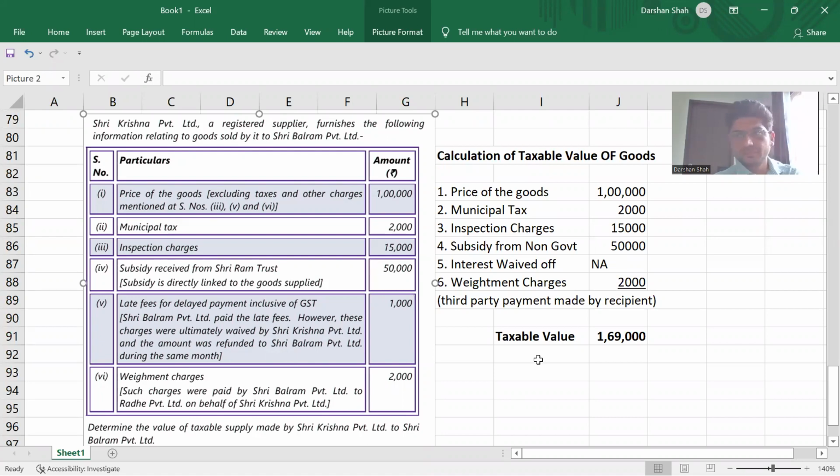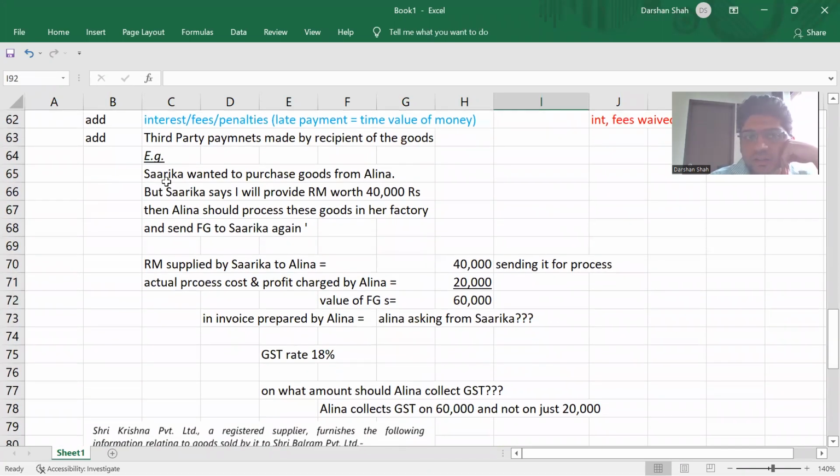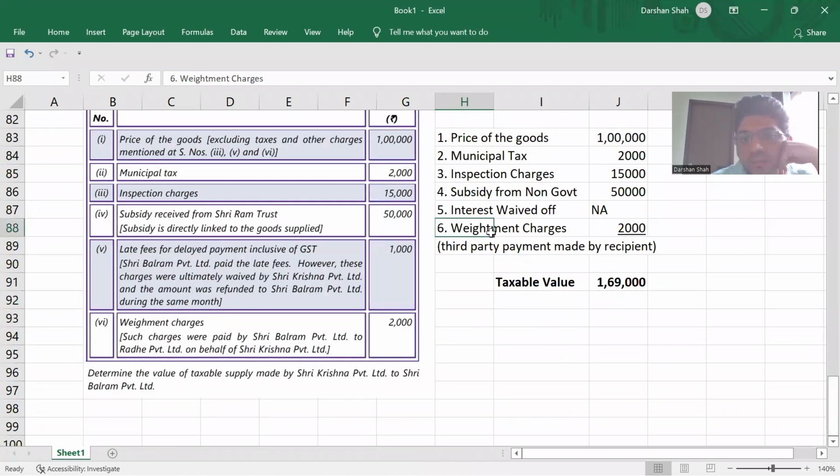Sir, but these payment charges were already paid by Balram on behalf of Krishna. So why does he have to pay it again? Because that is increasing the value of goods. No, it's the same example of raw material. Same example of Sarika paying 40,000, but still GST was calculated on 60,000, right? So in the same way, the buyer is paying for weighment charges, but that is adding to the value of goods. So any payment made by the recipient, even if recipient is making the payment, still that will be added. That was the controversial clause that the government put.